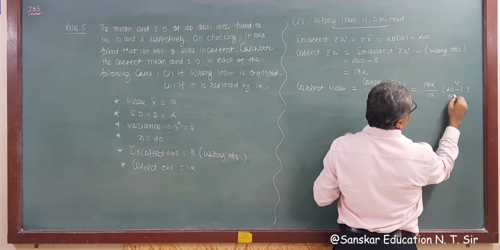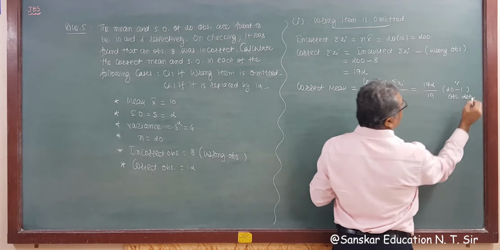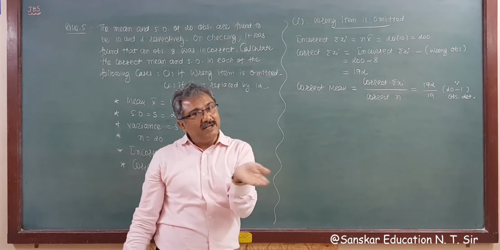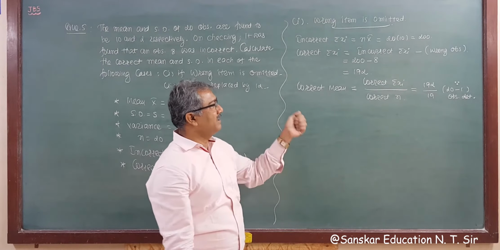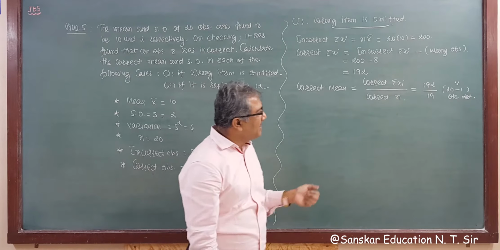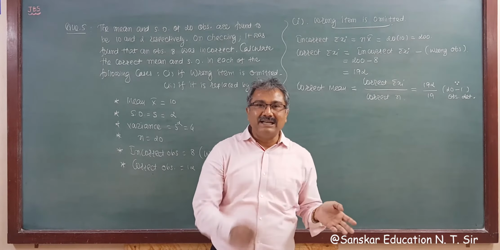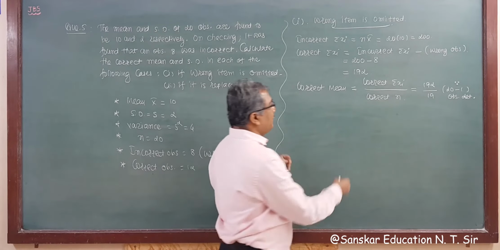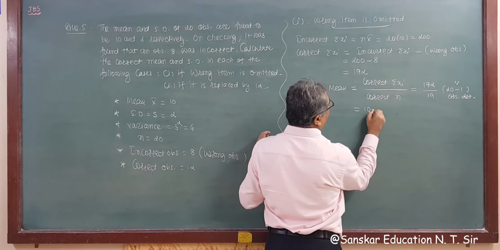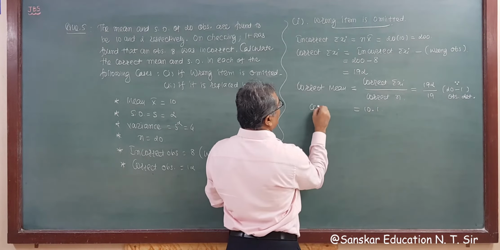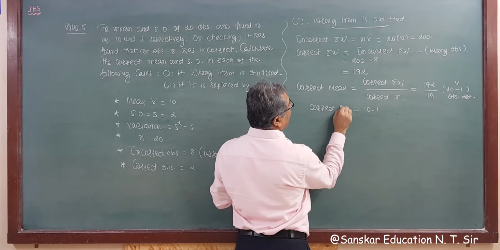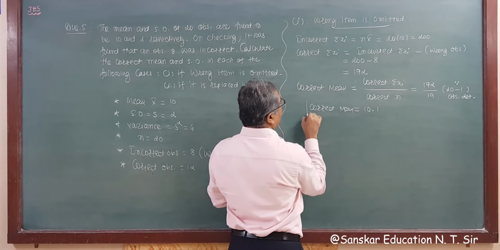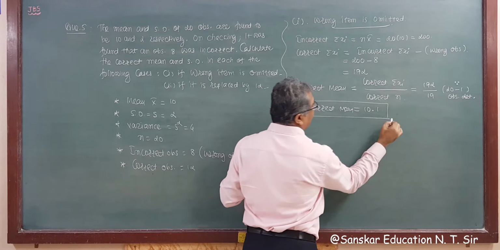Observation is deleted, right? So 20 minus 1 is 19. So 192 divided by 19, 19 tens are 190, so the answer will be 10.1. So the correct mean is 10.1. This is your correct mean.